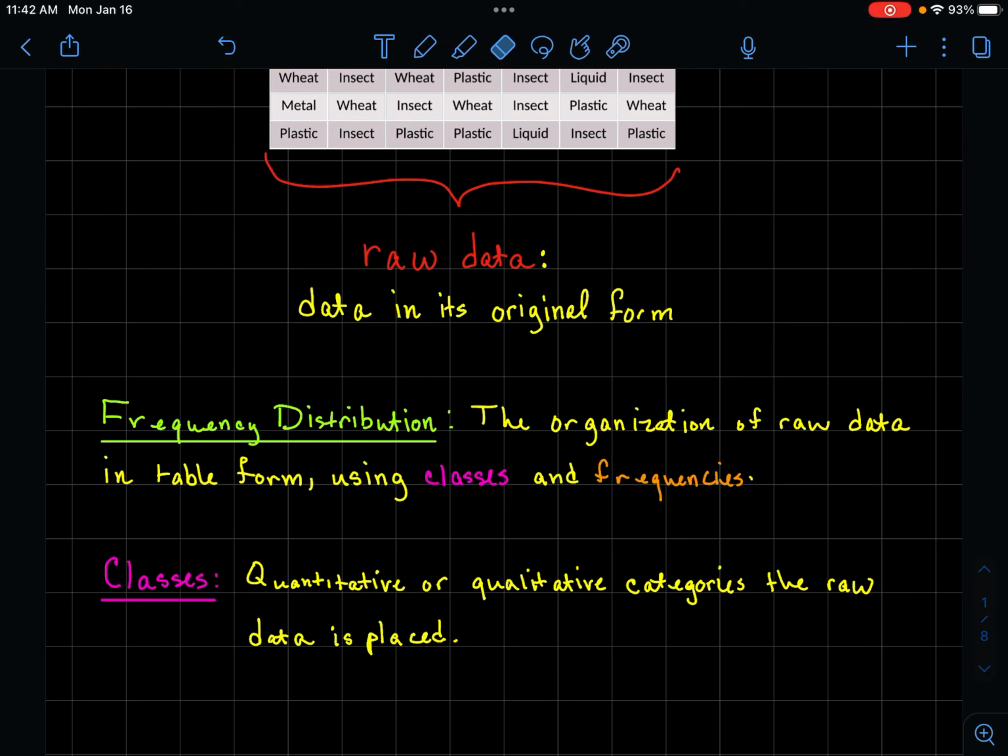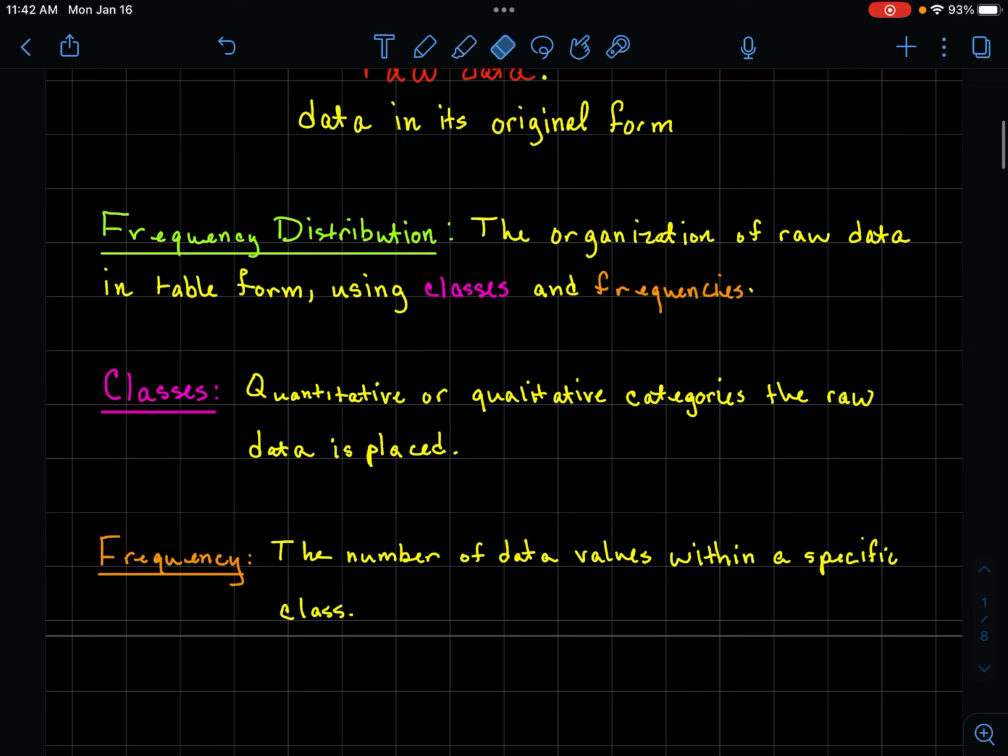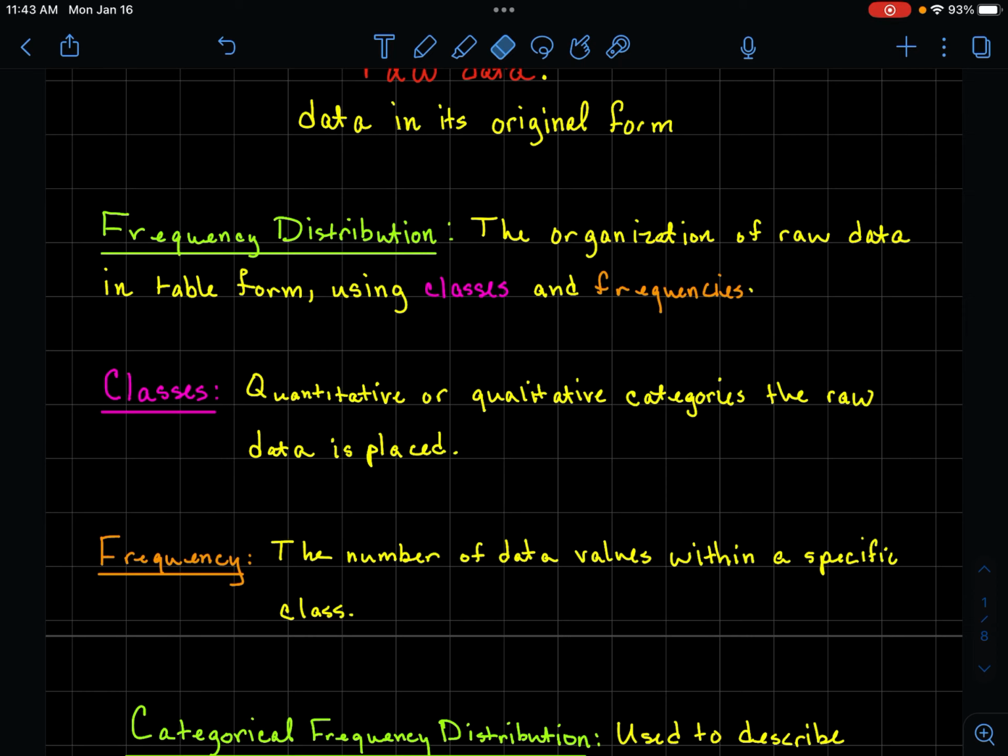So what is a class? A class is the quantitative, or it could be the qualitative, categories that the raw data is placed in. Remember, quantitative has numerical values. Qualitative has some particular type of quality that goes with that data point. The next thing is, what are frequencies? Frequencies is the number of times that a data value occurs within that particular class.